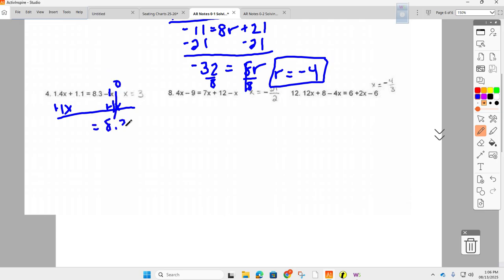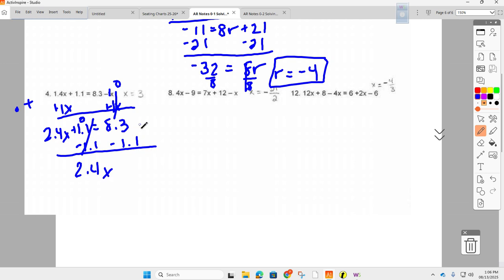This leaves us 8.3 on the right side. And 1.4x plus 1x is 2.4x, and you can just add that on your calculator, plus 1.1. Now, 2.4 times x plus 1.1. So I'm going to undo the plus first, and I'm going to do that by subtracting 1.1. So now I have left 2.4x, and that goes to 0. 8.3 minus 1.1, I think is 7.2, right?